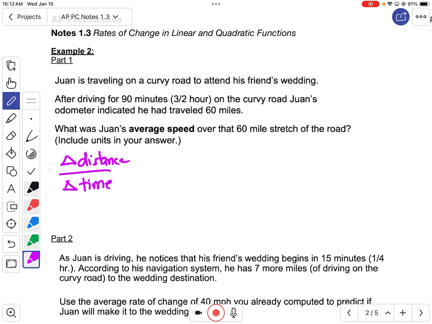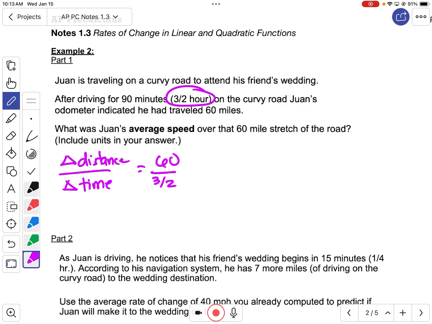It wasn't given to me in the form of a function. It wasn't given to me in terms of ordered pairs. They just gave me some value. What was the total distance he had traveled when he looked at his odometer? 60. And let's use hours because we don't really talk about miles per minute. And then what was his total time that he had traveled? 90 minutes. Let's do hours, so 3/2.